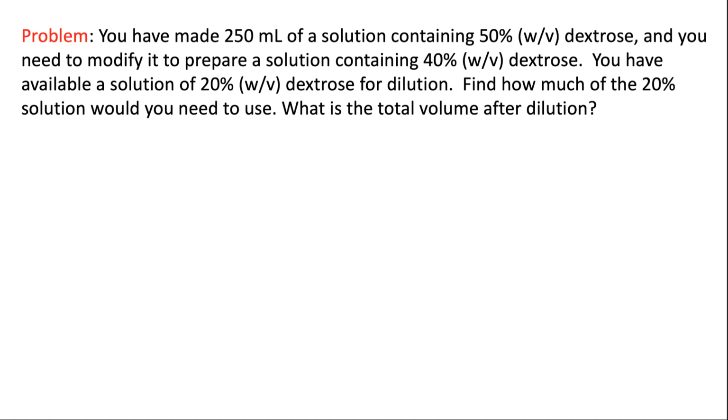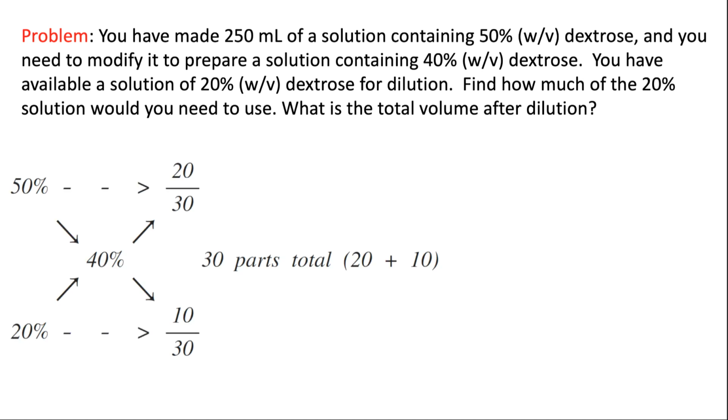So we'll approach, let's just set up the alligation alternative first, and then we'll answer some of the questions. The reason I say that is we are essentially starting with 50%, adding 20% to get a 40%. Well, that is exactly what we did in the previous question.